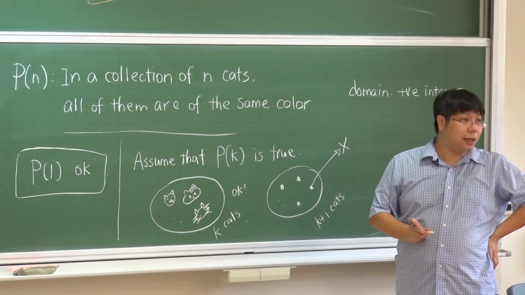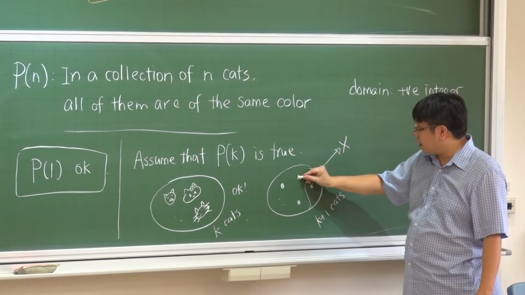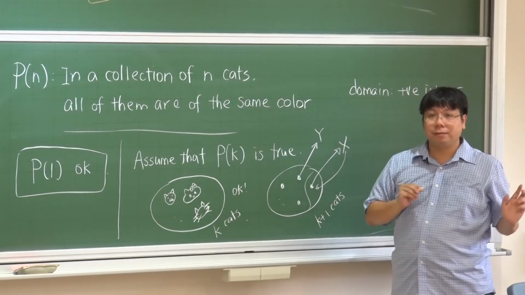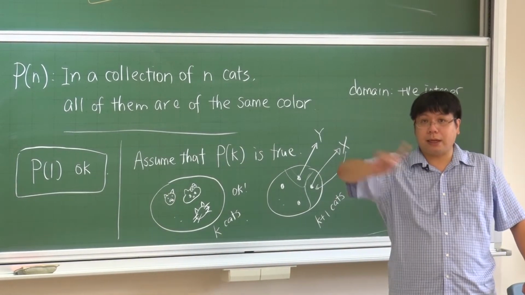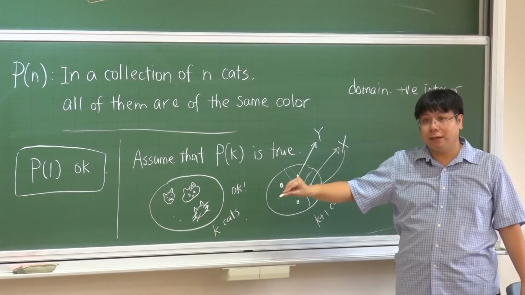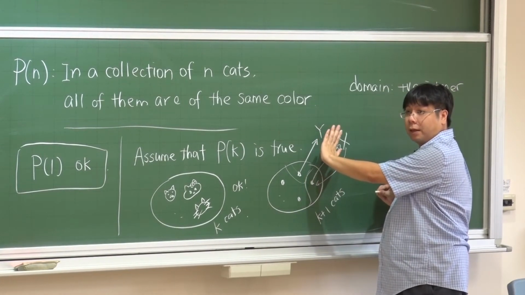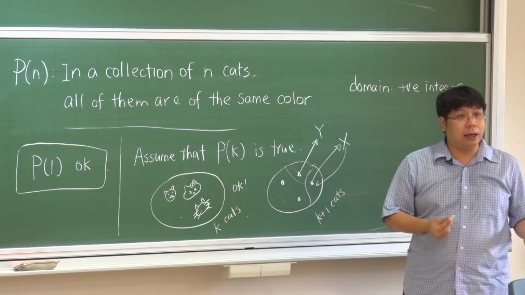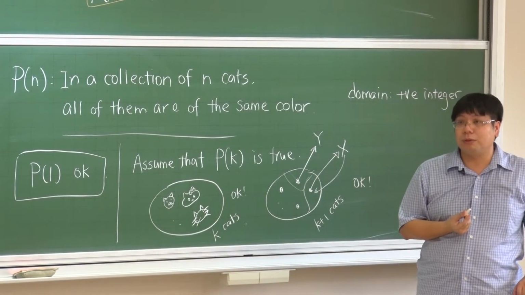Is that OK? Now, these parts are all of the same color. Now, let's pick a cat here, let me call it y. Take away y, and then we put back x inside. So after taking away this y, the collection of cats here becomes k cats again, because we take away one but then we put back one. So it is still k, and all of them are of the same color. So when x is not there, all of them are of the same color. When y is not there, all of them are of the same color. So that means that x and y have to be of the same color. So this case, Pk+1, will now be correct.